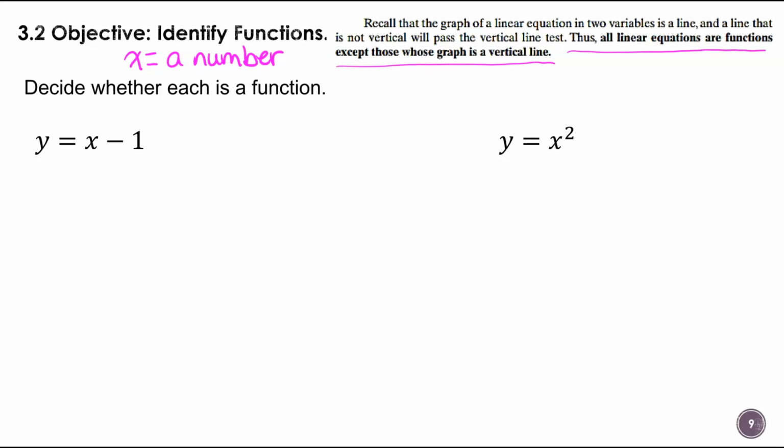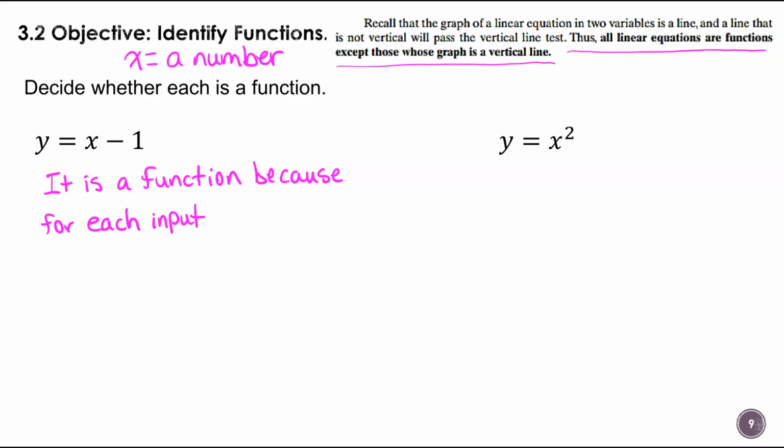So that means that y equals x minus 1 is a function. It is a function, because for each input there is only one output.